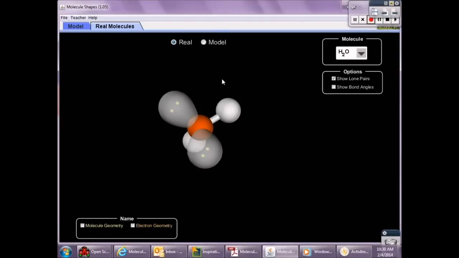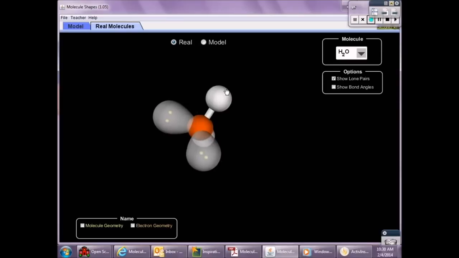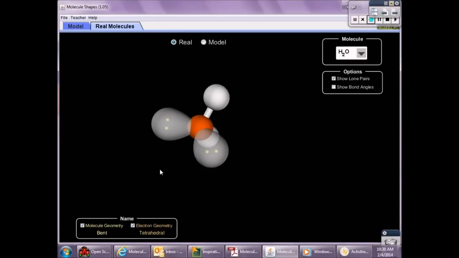Jacob, what do you think? Electron domain. Anyone? It is tetrahedral because there are 4 bonded or non-bonding pairs around the central atom. It is tetrahedral. But do you think the molecular geometry is tetrahedral? Definitely not. It is bent. So let me give you the name here. When you review the video, you can see all the details. It is bent.